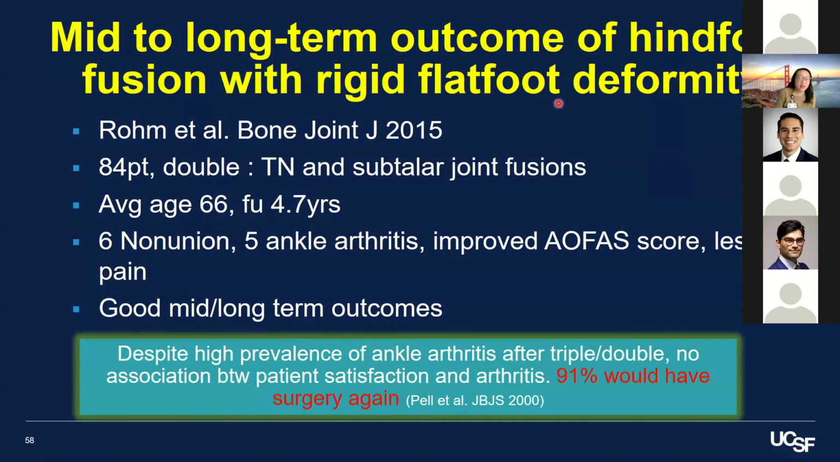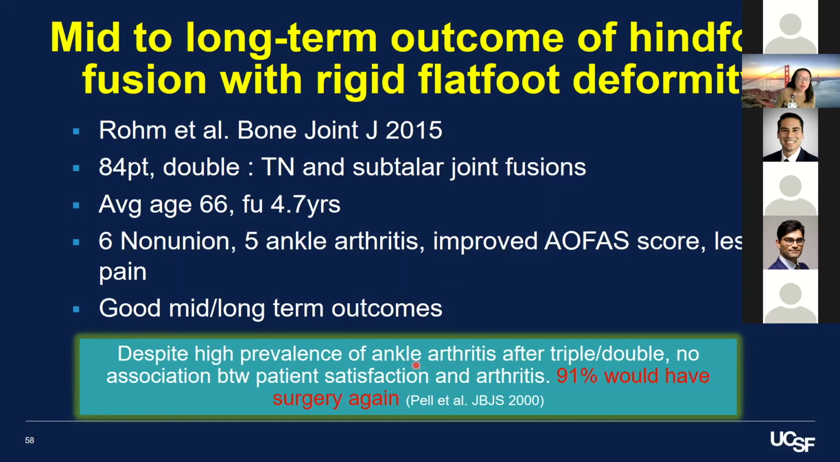All right. Okay, so the mid to long-term outcome of these patients who have really solid fusions is actually pretty good as long as you reduce them. This is a study where they had a lot of patients, 84, which for a foot and ankle study is a lot, and they followed them for 5 years, so maybe midterm. They ended up having some non-union and some ankle arthritis, but most of these patients really did well. Out of 84 patients, they had better functional scores, less pain, and overall they're pretty happy.